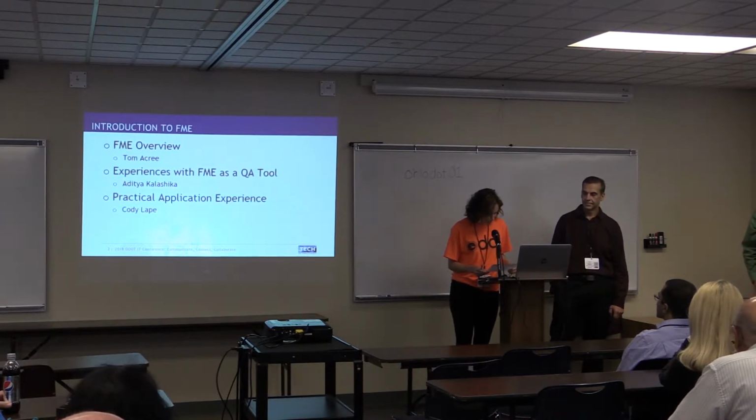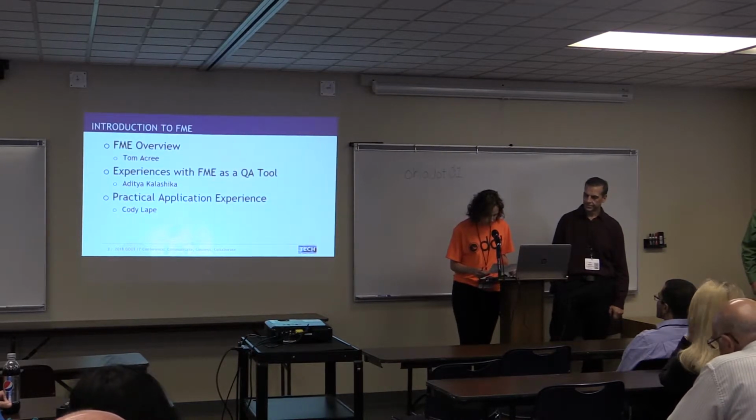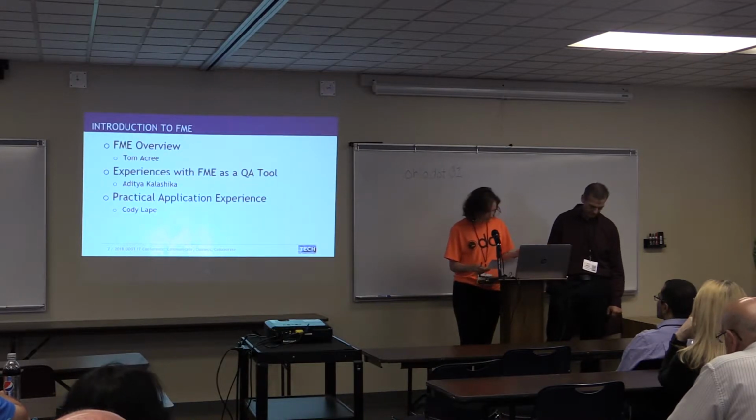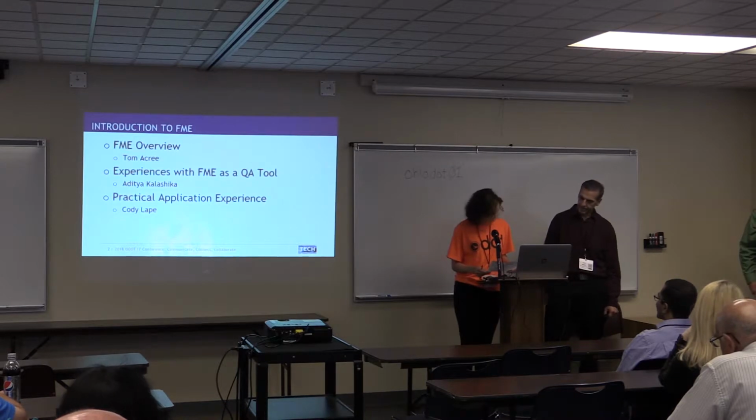The first one is Tom McCree. Tom McCree is a software development architect with over 20 years experience, as well as expertise in pavement management, linear referencing systems, temporal networks, and spatial technologies. Next we have Atia Kalaska.